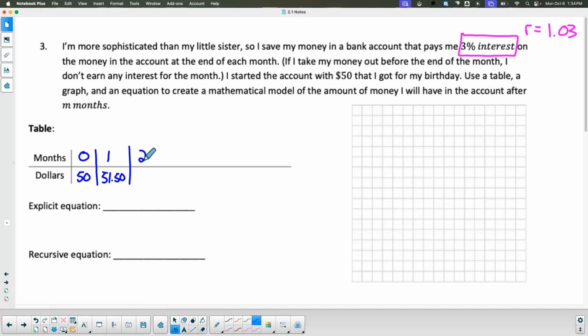Second month. How much in the second month? But we're dealing with dollars, right? So that means I can only go to 2 decimal places. 53.05.